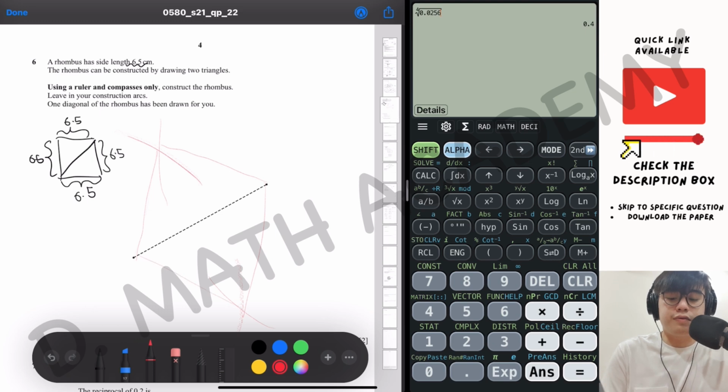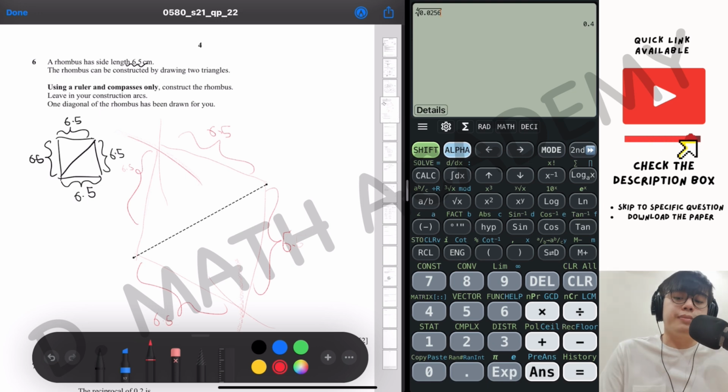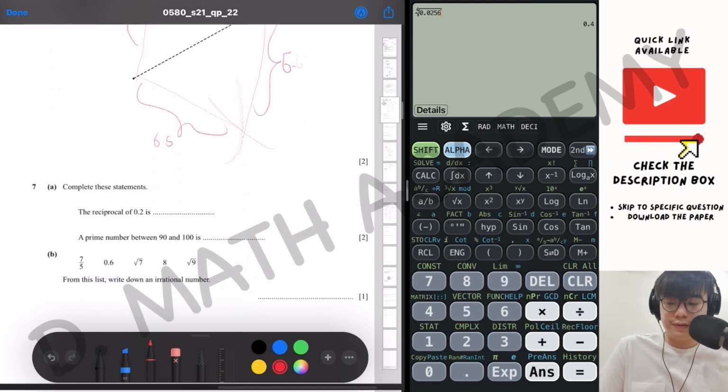So this is roughly how the shape looks like. But you must make sure that it is 6.5 on all sides here. So this is how you secure the marks in question 6 here.